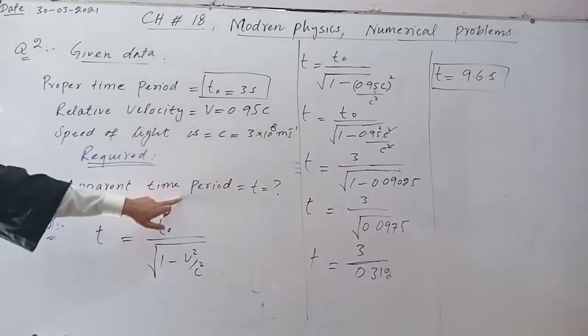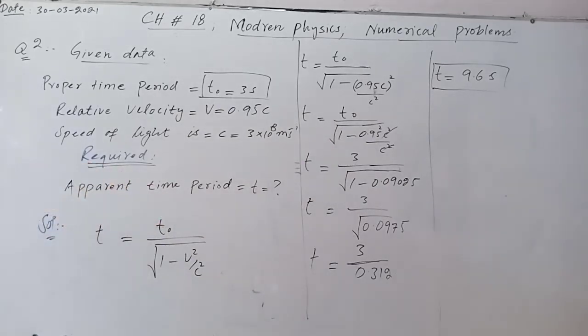Apparent time period or dilated time period is t. By this formula, t equals t naught divided by under the root 1 minus v square divided by c square. We can calculate this dilated time period by simply performing this calculation.